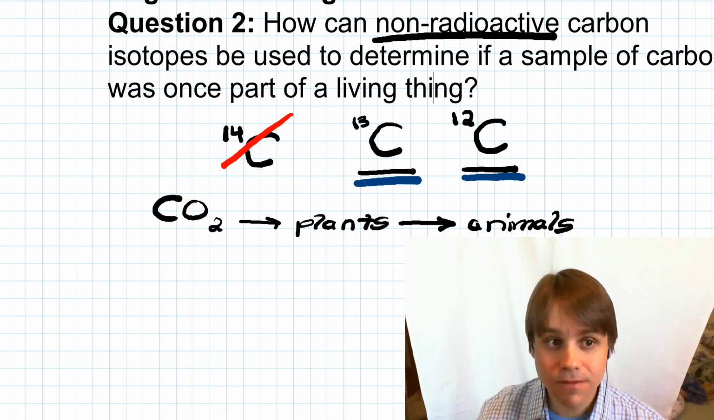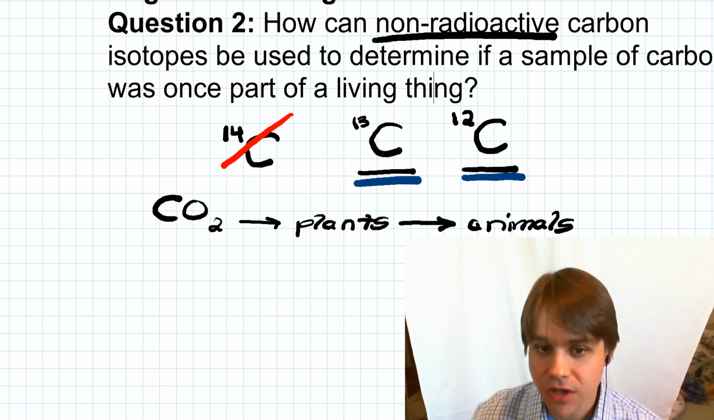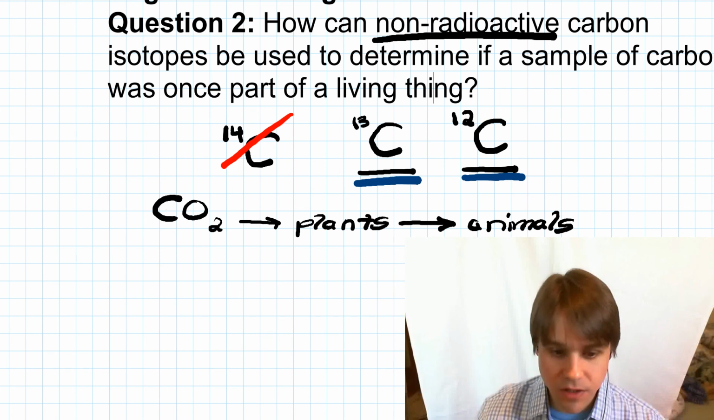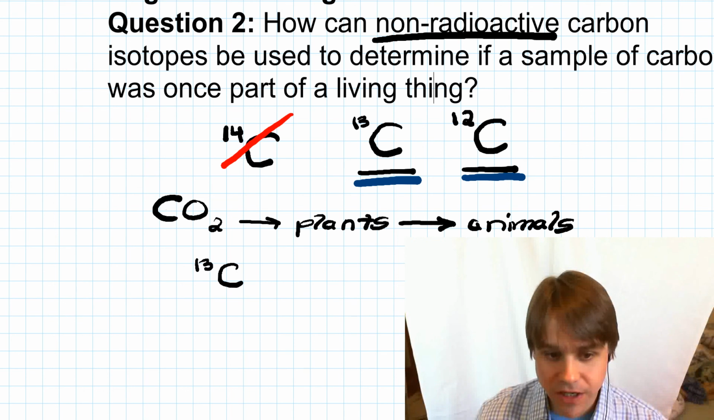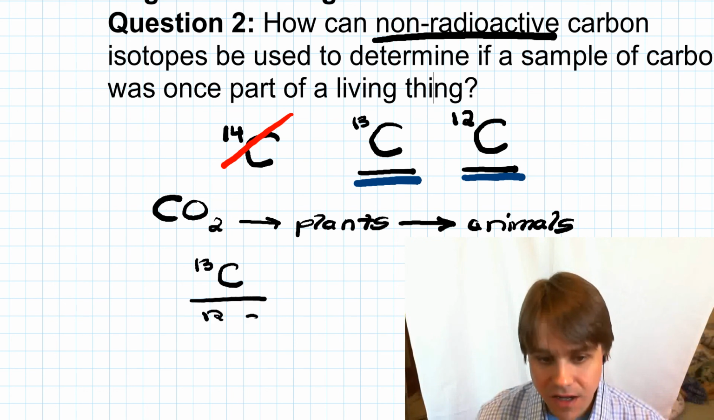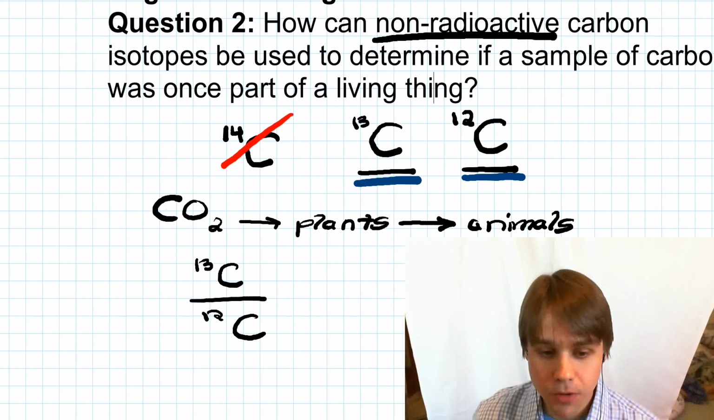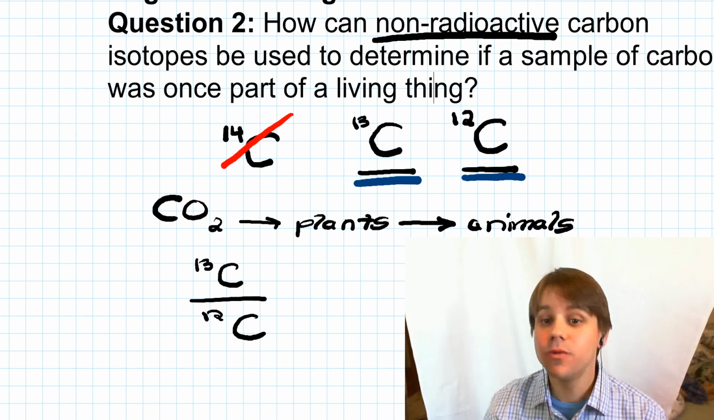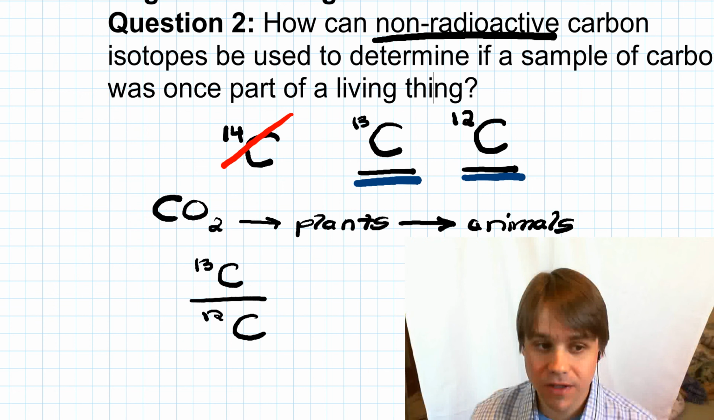That means that the carbon that was once part of living things will tend to have much less carbon-13 than carbon-12, and we say it is depleted in carbon-13. The way we express this is we might want to measure the ratio of carbon-13 to carbon-12, and then we see that this ratio is much smaller for living things because there's much less carbon-13 per carbon-12 in living things. And that's the complete story of how we use non-radioactive carbon isotopes to determine if a sample of carbon was once part of a living thing.